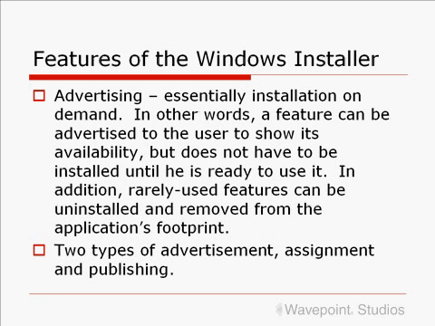Advertising. This is essentially installation on demand. In other words, a feature can be advertised to the user to show its availability, but does not have to be installed until he is ready to use it. In addition, rarely used features can be uninstalled and removed from the application's footprint. There are two types of advertisement: assignment and publishing.